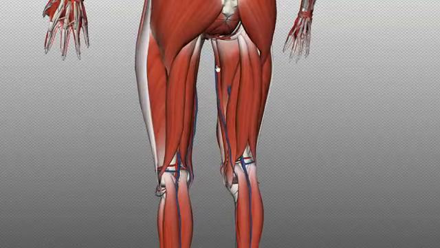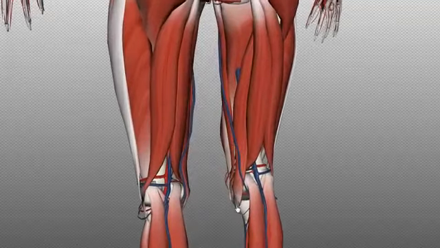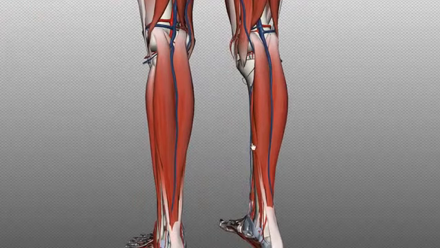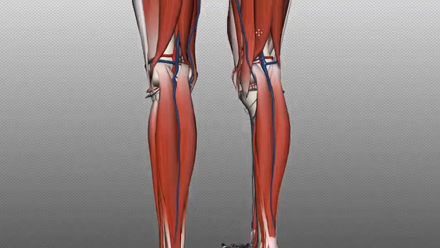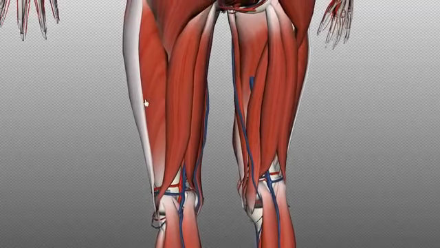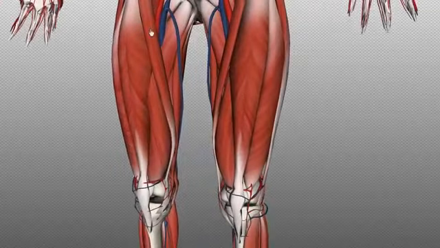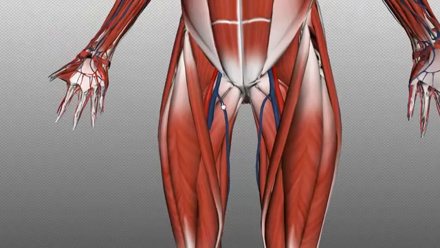It runs medially all the way down to the foot where it joins the dorsal venous arch of the foot. So that's the long saphenous vein. The long saphenous vein and the femoral vein drain into the external iliac vein.